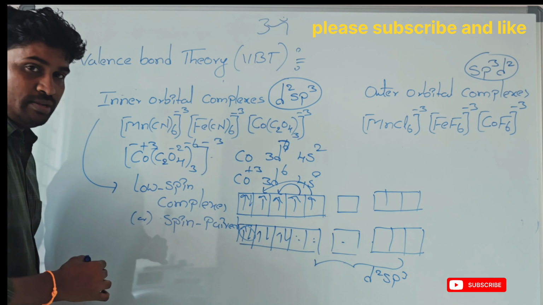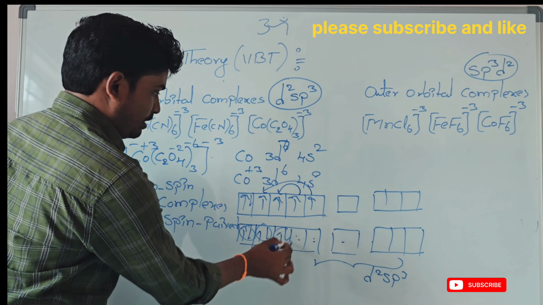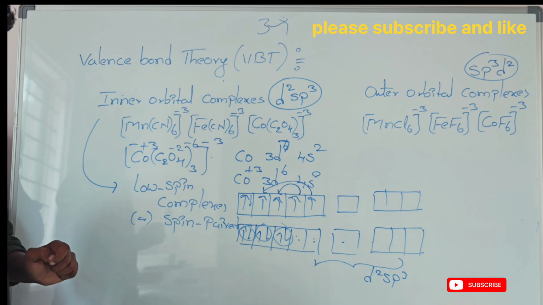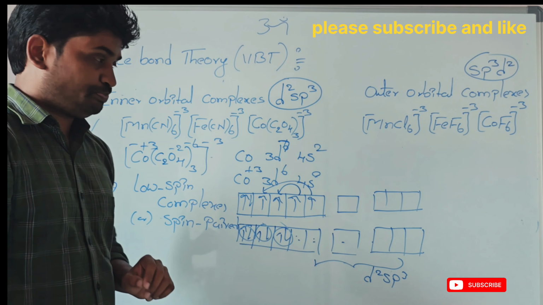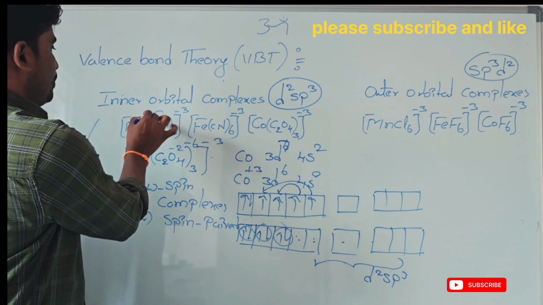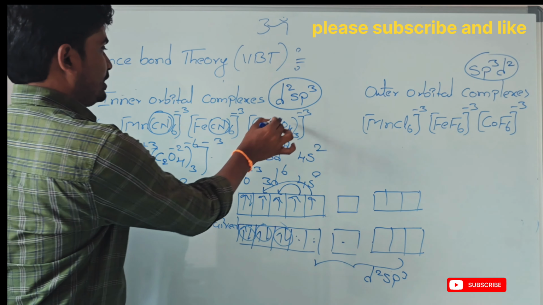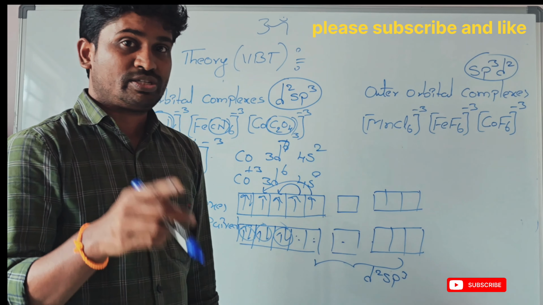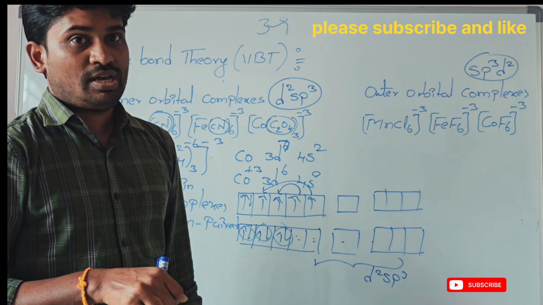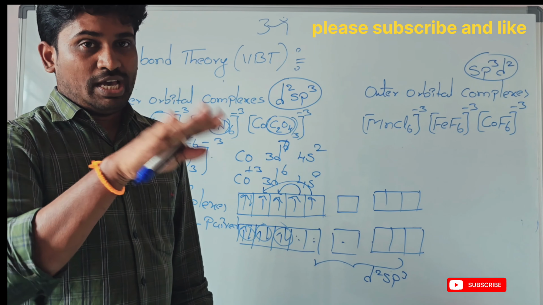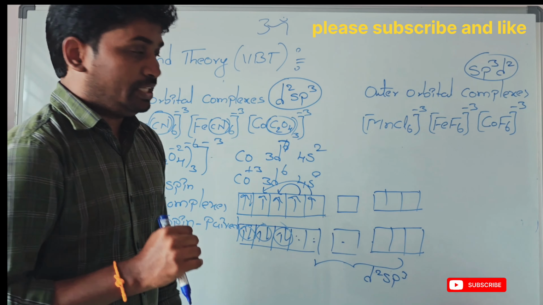What happens here? Spin paired. Here paired, here paired. Spin paired complexes, low spin complexes, inner orbital complexes, the meaning is the same. Inner orbital complexes are basically possible in strong field ligand cases. Strong field or weak field is given based on the magnetic properties, but it is not properly explained by valency bond theory. That explanation is given in the crystal field theory.